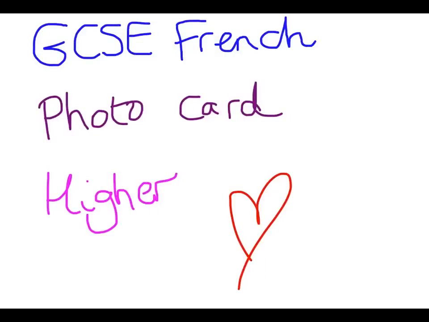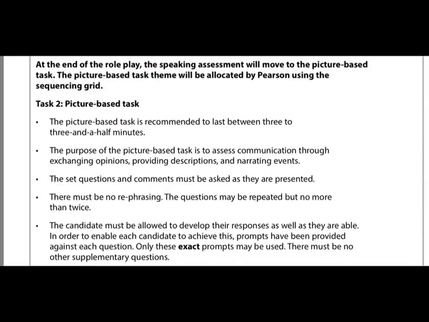In this video, I'm going to explain what you need to do for the photo card section during the GCSE French higher tier oral exam. The picture-based task is the second part of the oral, the first part being the role play. In the 12 minutes before your oral exam begins, you will be given the role play and the picture card to prepare. You can make notes on up to one side of A4 paper, which you can then take into the exam with you.